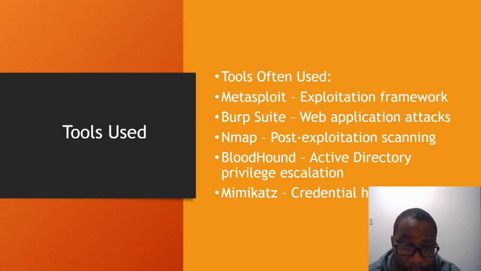And then the tools, as I mentioned before, your Metasploit, your Nmap, Burp Suite, Bloodhound, Mimikatz. So just to go through it, because I know my little picture is probably blocking it. Metasploit is used as an exploitation framework, Burp Suite is for your web application attacks. Nmap, one of the most famous ones, is for post exploitation scanning. There's a lot of heavy lifting in terms of scanning for IP addresses and whatnot. Bloodhound is for Active Directory and privilege escalation, and your Mimikatz is for your credential harvesting.